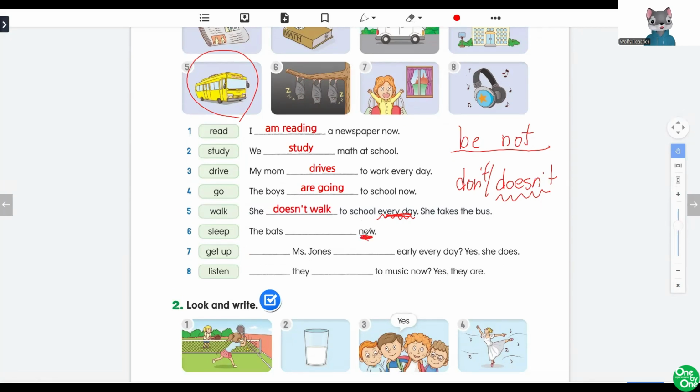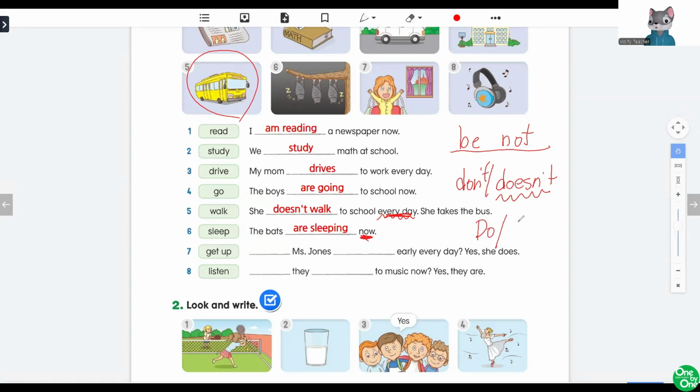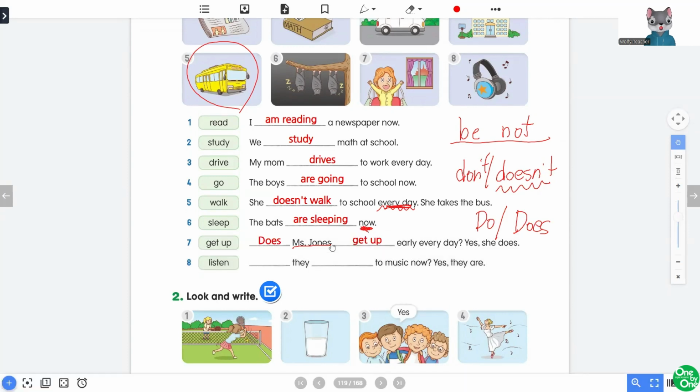Now, remember, this one, it says now. now라고 썼을 땐 진행형. The bats are sleeping now. Very good. Look at the picture. They're sleeping. Now, this is a question. It says every day. So if we need to use either do or does, which one do we need to use? Because it's Miss Jones. Yep. Does Miss Jones get up every day?